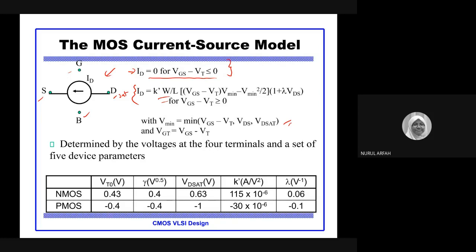Okay, but if you look at this one, the PMOS has all the negative side, right? And the NMOS is the positive. These 5 parameters are crucial for the determination of your drain current here.